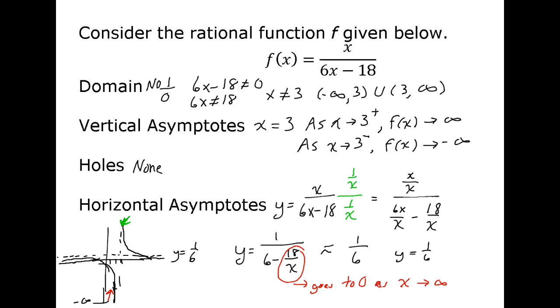If we want, we can describe the horizontal asymptote also. You could say that f of x approaches 1/6 as x goes to infinity. So as x goes to infinity, f of x approaches 1/6. The y values are getting close to 1/6 as the x values are getting really big, or really small for that matter.